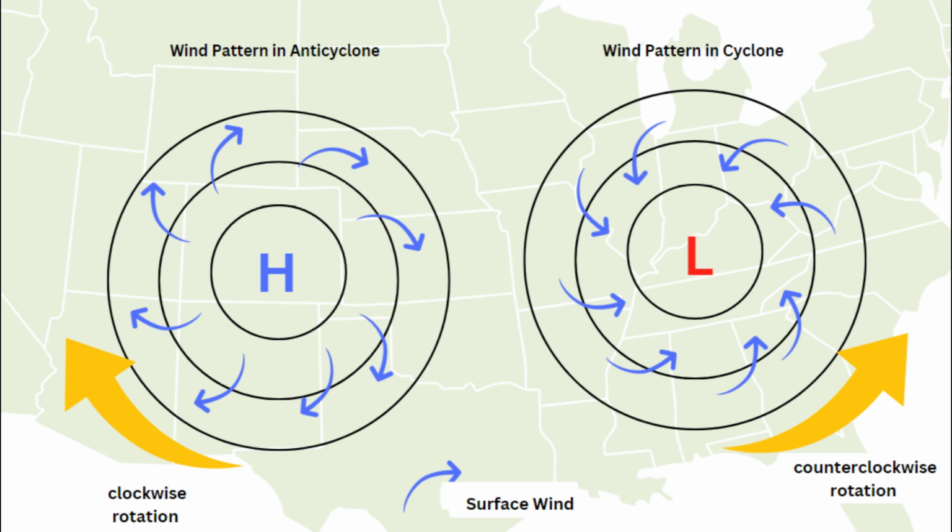These wind patterns in anticyclones and cyclones create distinct airflows. In an anticyclone, the air moves outwards from the system and is called diverging air. Conversely, in a cyclone, the air flows toward the center of the system where it accumulates. This inward flow is referred to as converging air.